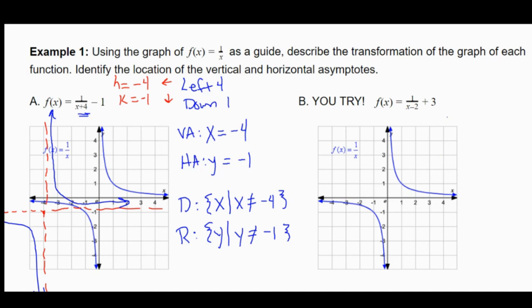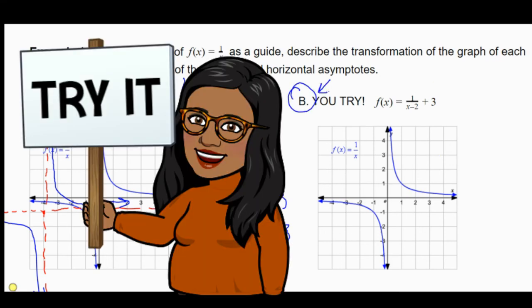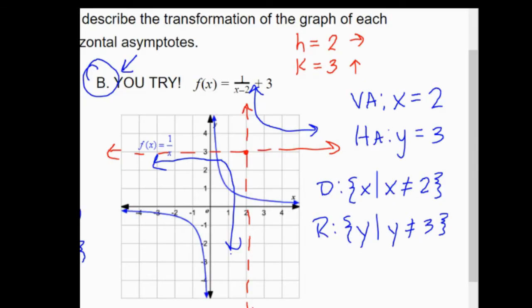I want you to try that for this problem B. Okay, pause the video. Question B, how did you do? Take a look. Make sure that your h and k values are correctly identified. Make sure that your vertical asymptote is accurate, horizontal asymptote, domain, and range.